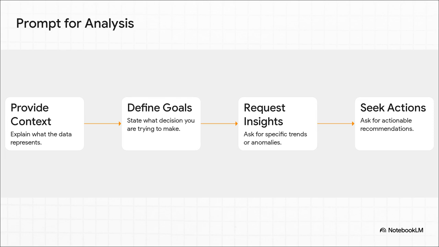This is how you build the perfect prompt. Seriously, think of it like you're writing a brief for a human analyst. First, you give it context. What is this data? Then, you define your goal. What are you trying to figure out? You ask for specific insights like, hey, find any weird trends or anomalies for me. And this is the most important part. You ask for recommendations. This simple structure is what turns your AI from just a fancy calculator into a real strategic partner.